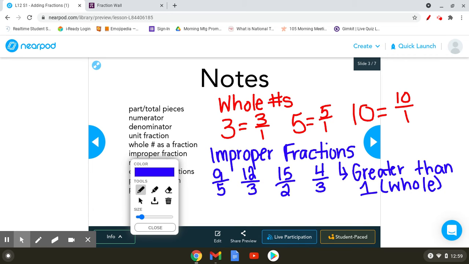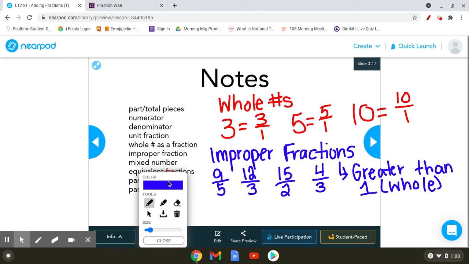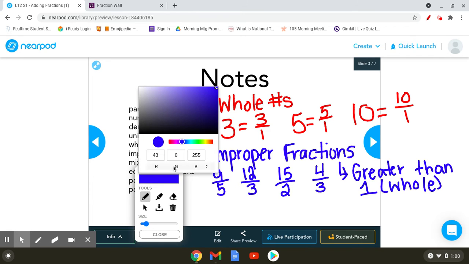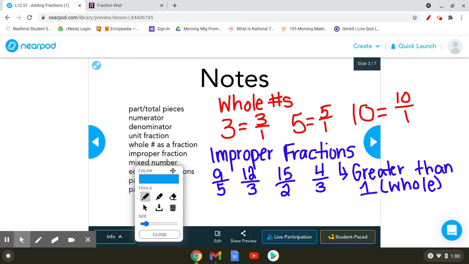So improper fractions have a value that is greater than a whole. So then we also have something called mixed numbers. So again, please pause the video at any time so you can write in your notebooks. So I'm going to hop over to the left part of the screen and you're going to see I'm writing mixed numbers.